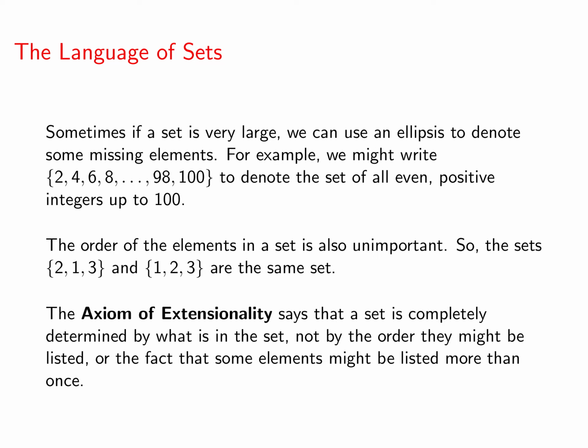Finally, we have something called the Axiom of Extensionality, and it says that the set is completely determined by what's in the set, not the order that they might be listed or the arbitrary fact that you might list an element more than once. So only being in the set or not in the set is what matters.